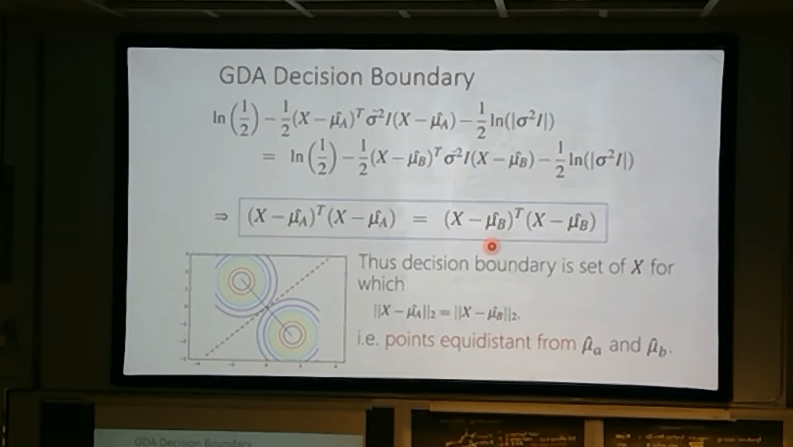Yeah? Why is this not dependent on the variance? Because it's just a matter of being equidistant, and here the variances would just make those level sets have different values. All that would happen if I changed the variance is that the value associated with each level set would be different, but the geometry here would remain the same.